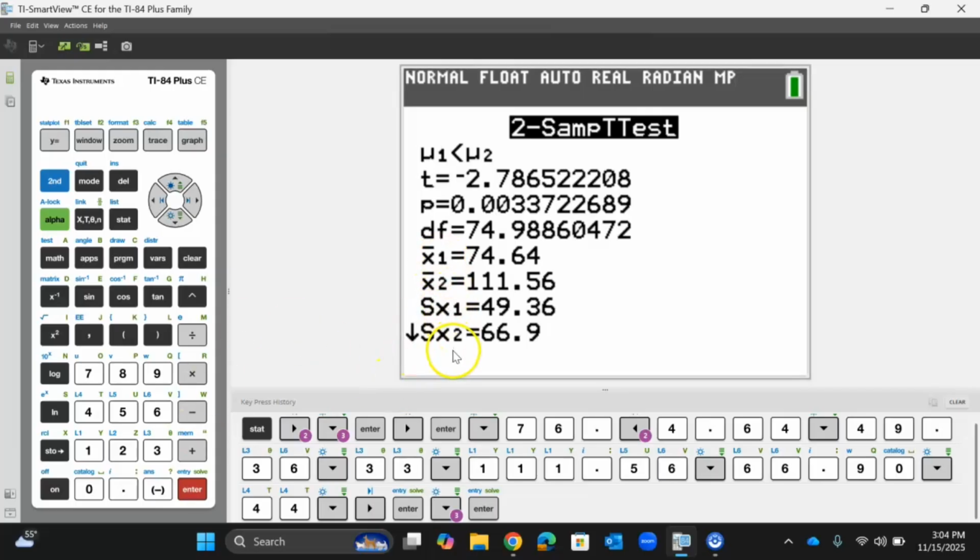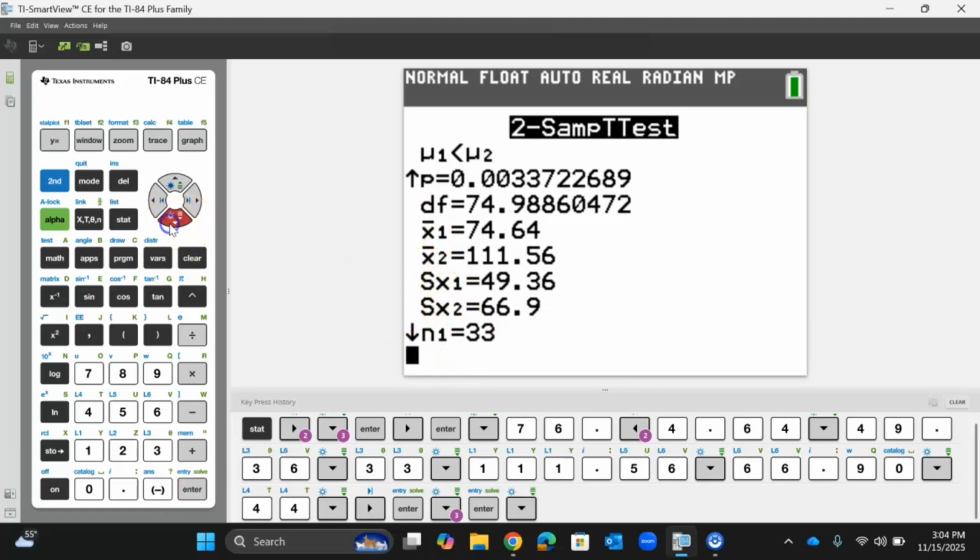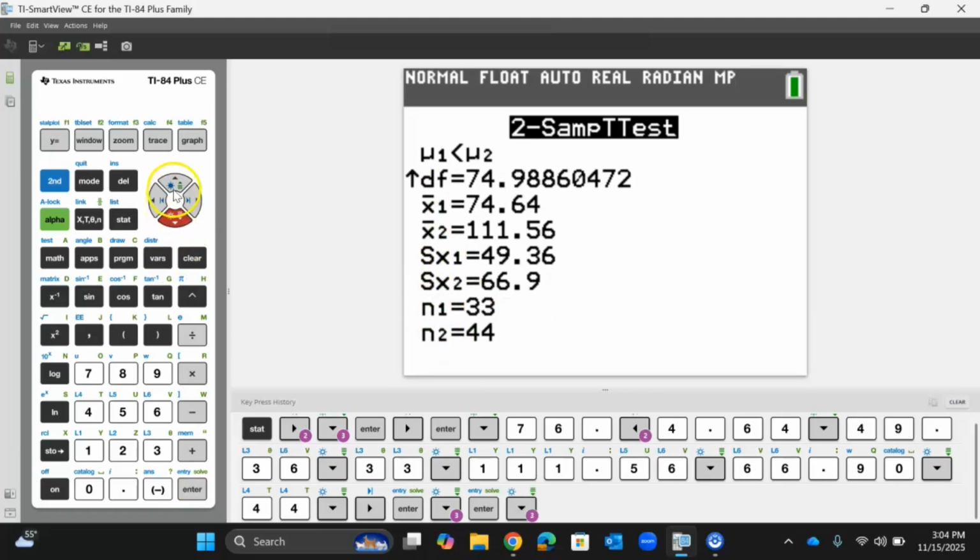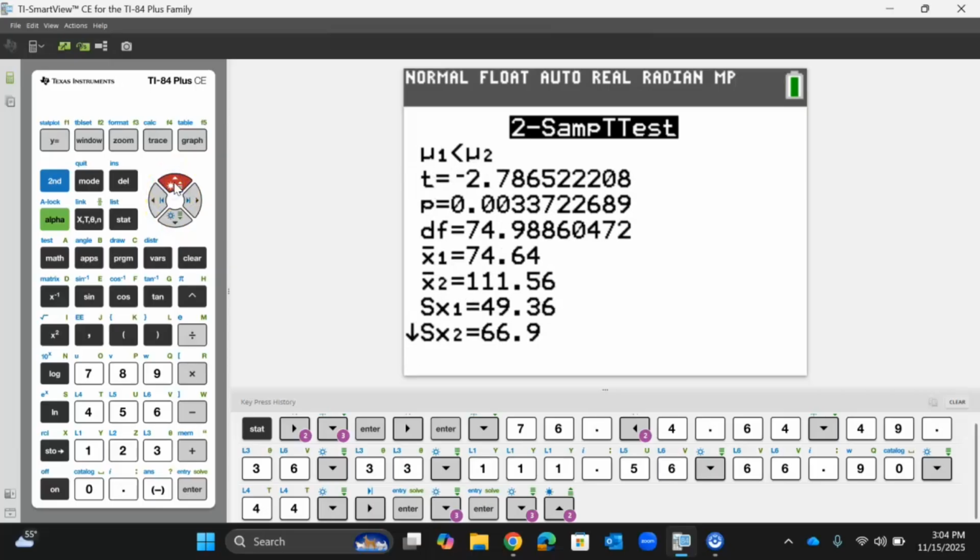And you can see all the information that they provided for you here. So here are your 2-sample means, the sample standard deviations that you entered in, and then your sample sizes. So it's just kind of regurgitating the info that you had already entered in. So let's hop back to our notes, and we will go ahead and make our conclusion.